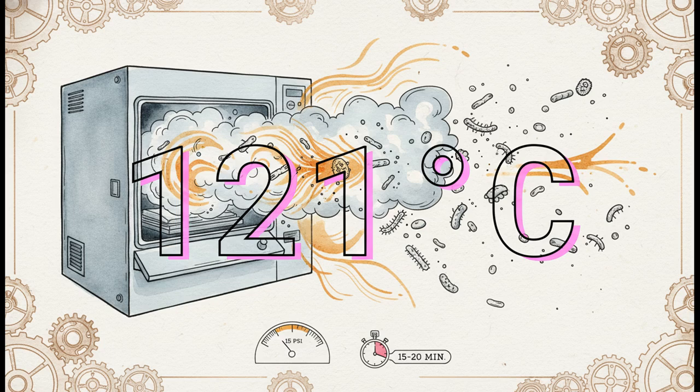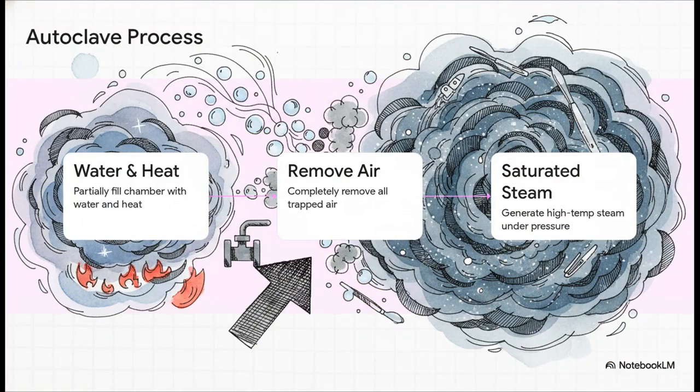The pressure itself doesn't actually kill the bugs. It's just there to allow the water vapor to get superheated, up to 121 degrees. That specific combo of heat, pressure, and time is the magic formula needed to obliterate even the toughest bacterial spores through rapid protein coagulation. The absolutely most crucial part of this whole process: removing all the trapped air.